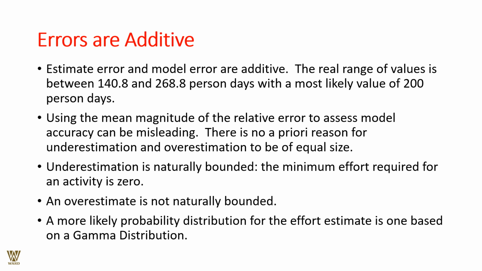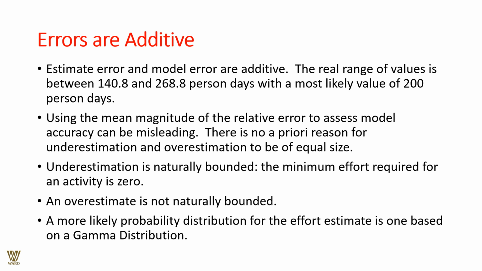Using the mean magnitude of relative error to assess model accuracy can be misleading. There is no a priori reason for underestimations and overestimations to be of equal size. Underestimation is naturally bounded, as the minimum effort required for the activity is zero, whereas an overestimation is not naturally bounded.